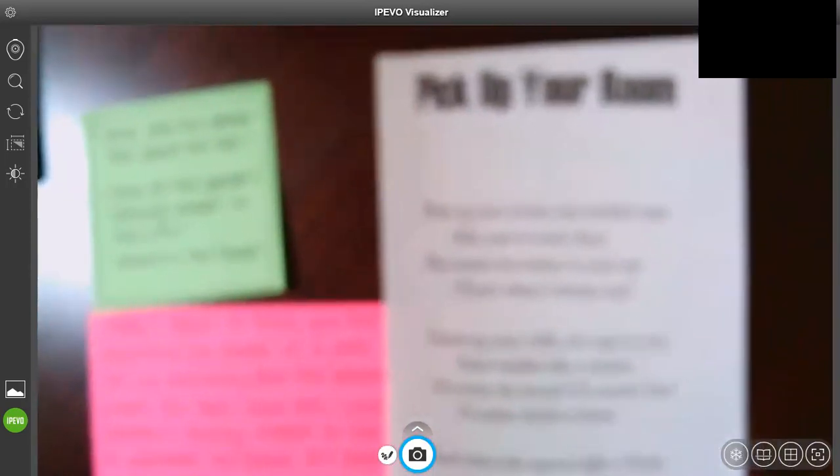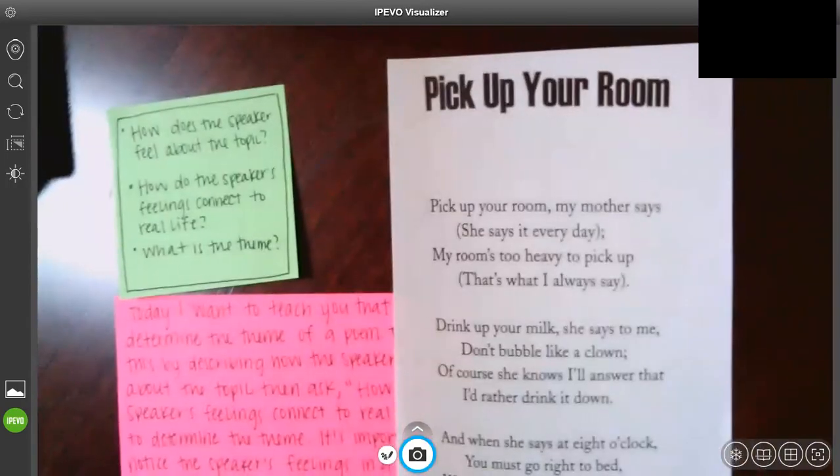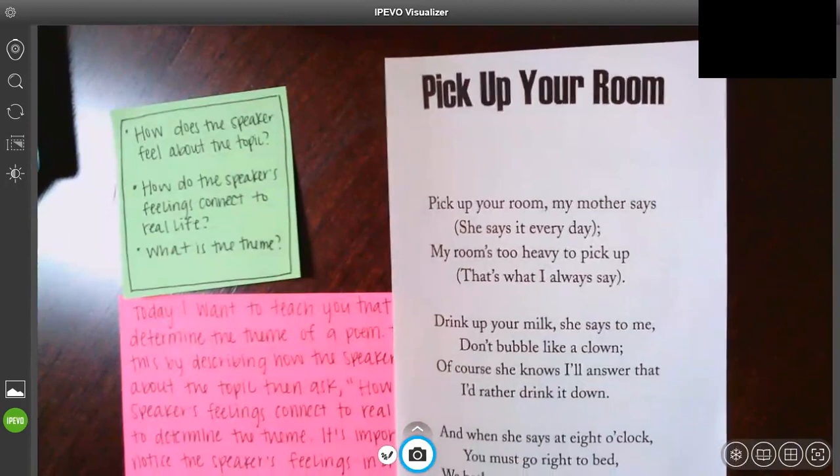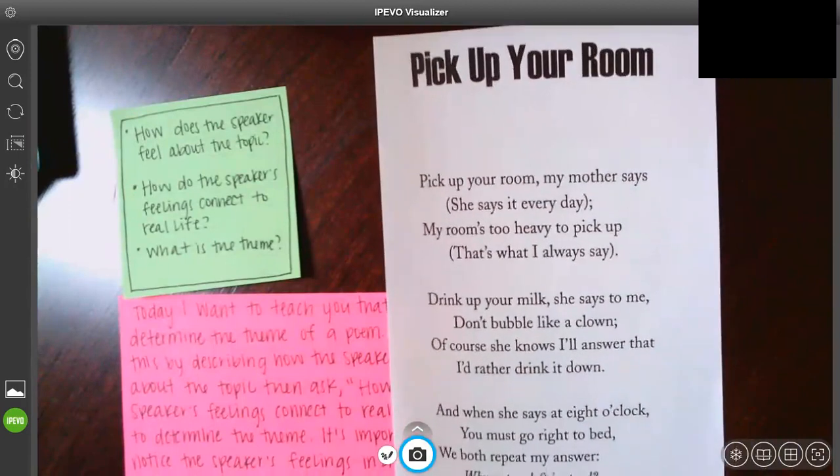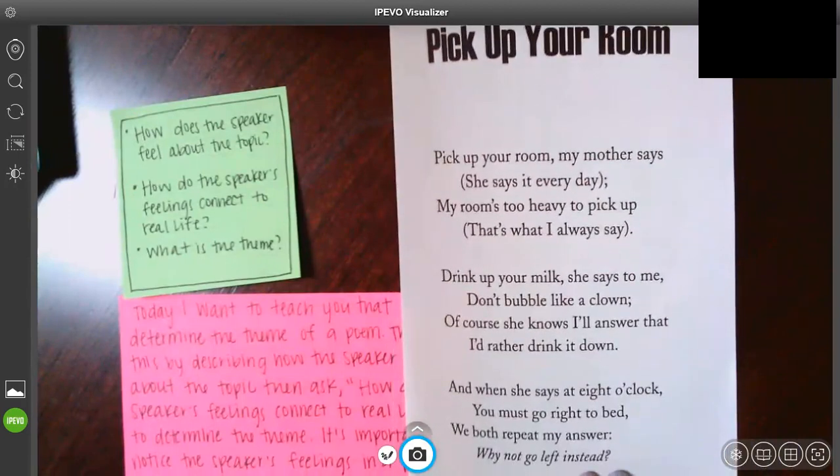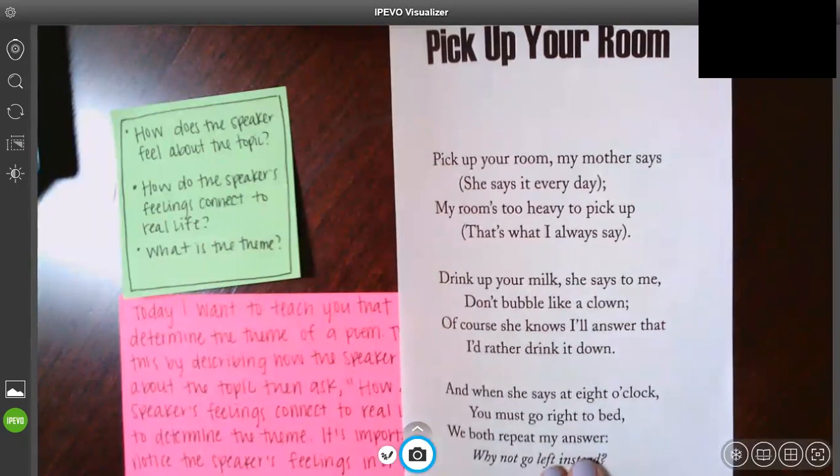I know that you're probably already having some feelings about this poem, as you might have some connections to the title. We're going to read the poem first, and then we're going to reread it again, considering the strategy to determine our theme.